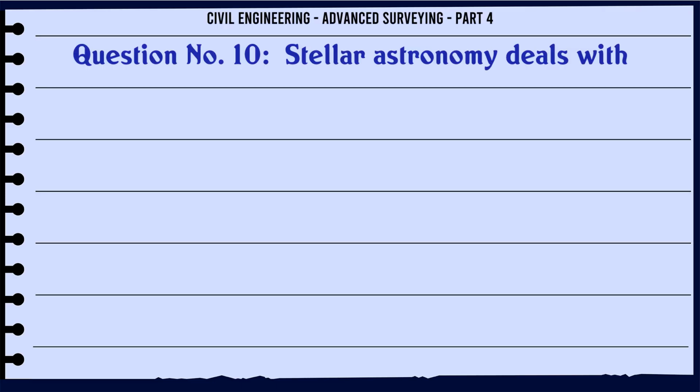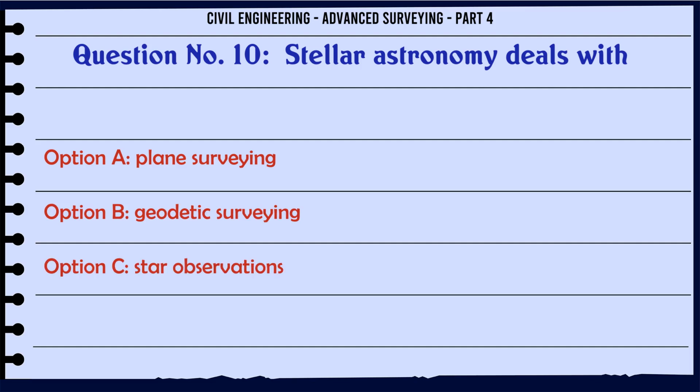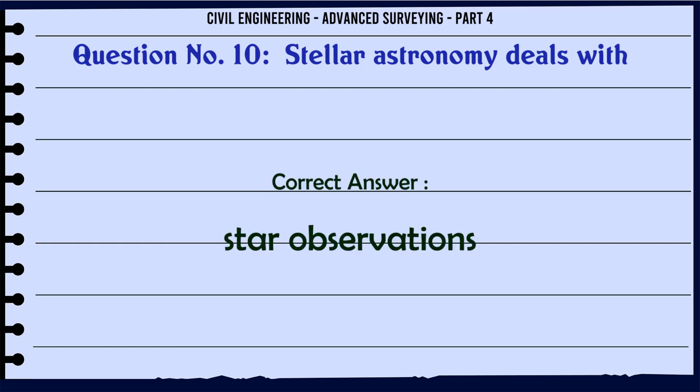Stellar astronomy deals with A. Plane surveying, B. Geodetic surveying, C. Star observations, D. Planet observations. The correct answer is star observations.